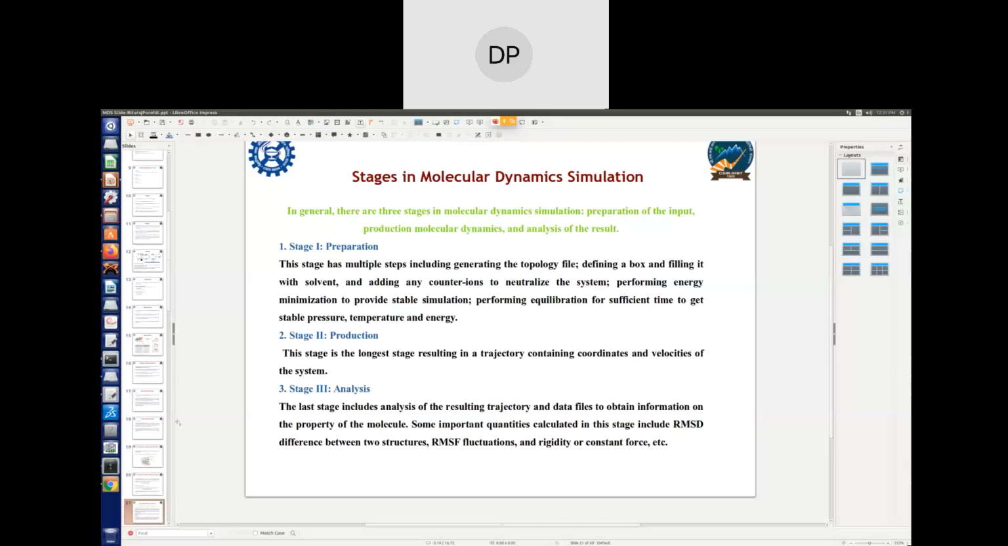And the last is the analysis. Whatever trajectory we got at last, we need to perform the analysis. Whatever analysis you want, you can choose, like root mean square deviation, root mean square fluctuation, radius of gyration, solvent accessible surface area, or principal component analysis, or MMPBSA. Everything you can perform with the help of the trajectory.